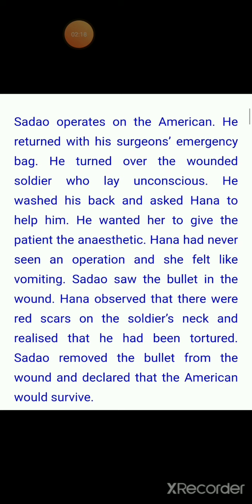Sadao saw the bullet in the wound. Hannah observed that there were red scars on the soldier's neck and realized that he had been tortured as well. Sadao removed the bullet from the wound and declared that the American would survive. Means he is out of danger now.